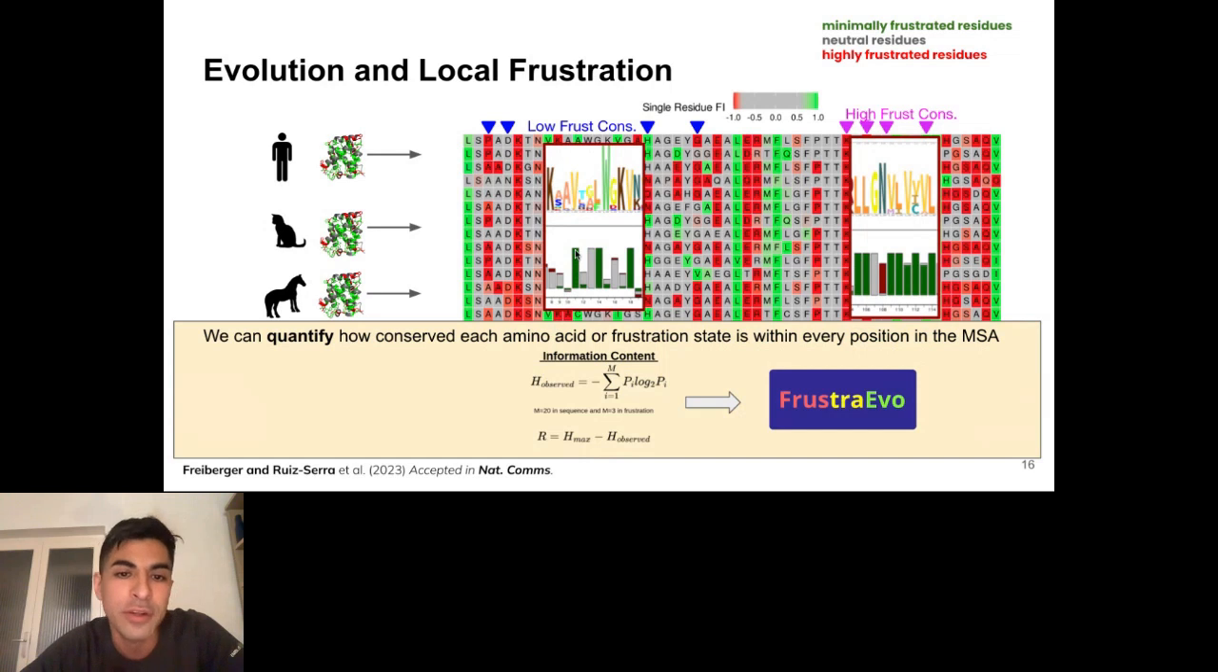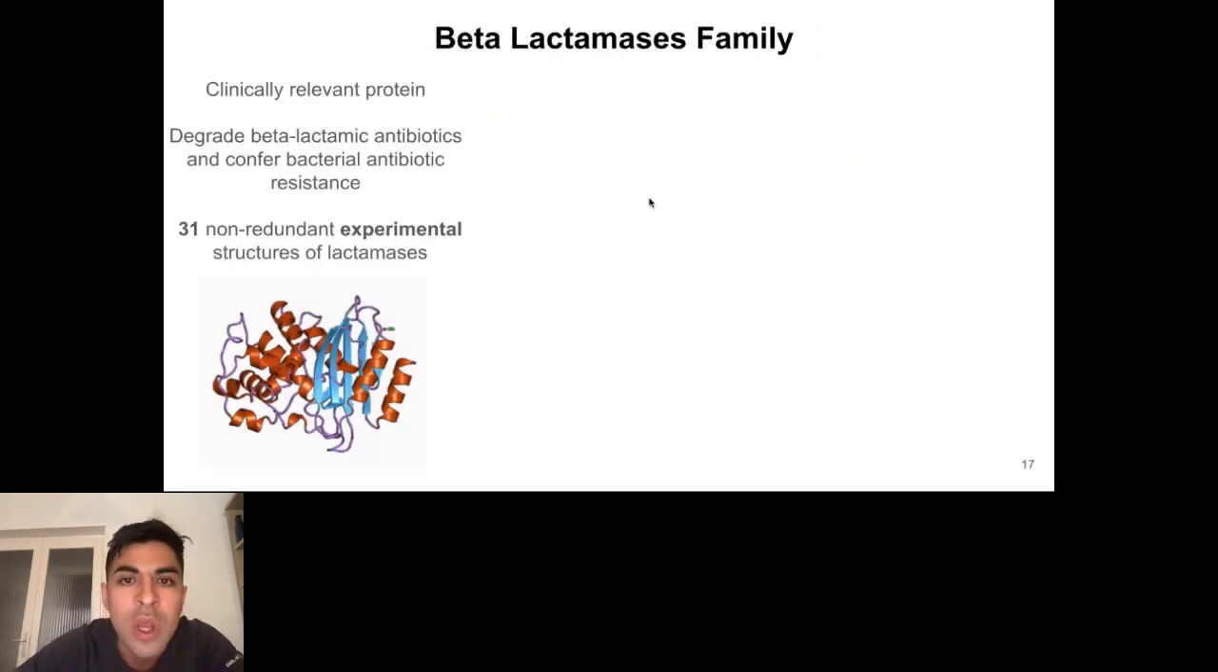So with this, we now have a method to, given multiple structures for the same protein family, calculate sequence conservation, but also energetics or local frustration conservation, and hopefully try to link the conservation of local frustration with different functional aspects of proteins. So the first example that I'm going to show you is the one of beta-lactamases. Why beta-lactamases? Because one of my PhD siblings at that moment in the laboratory was working with beta-lactamases, and she had a very nice data set of non-redundant protein structures and a very well-curated multiple sequence alignment.